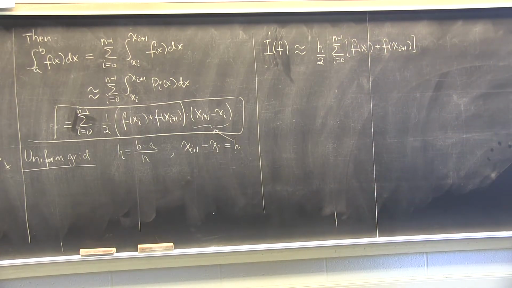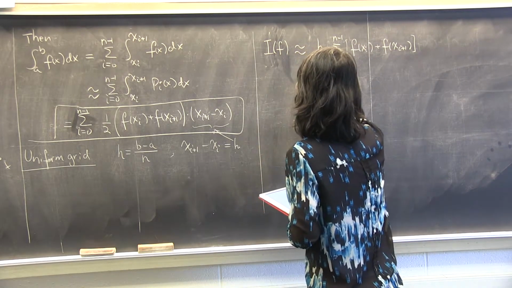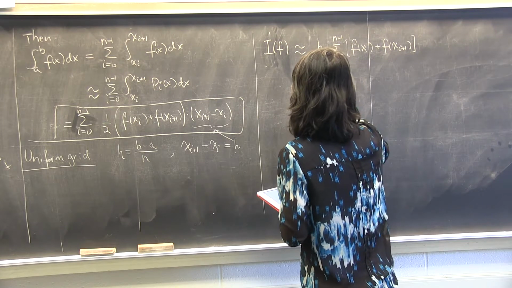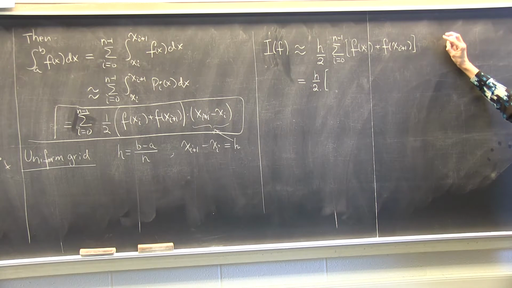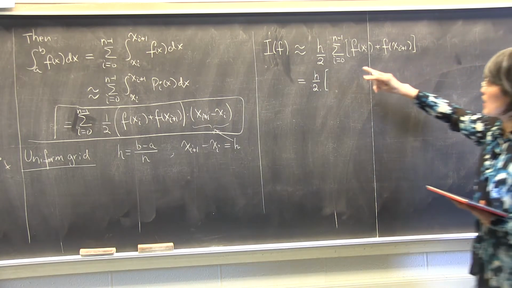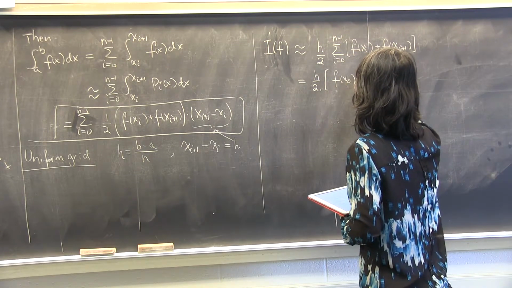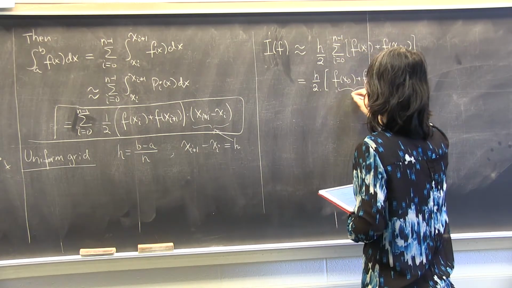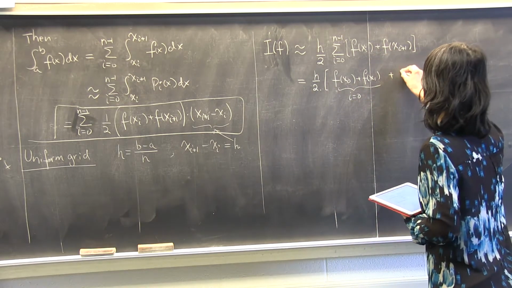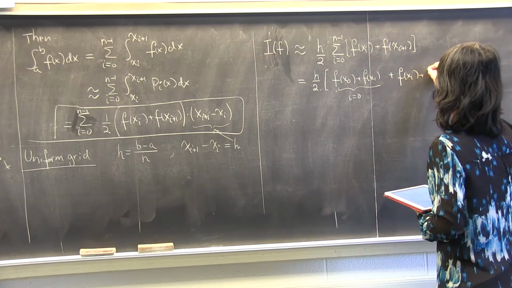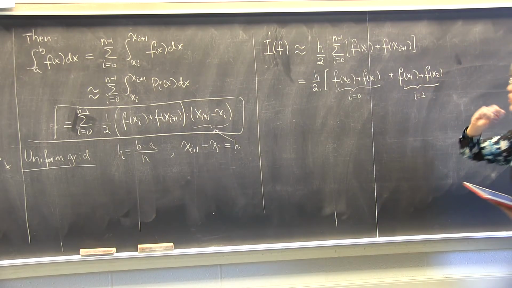Is that right? Okay, I'm going to do something. Motivation, I will explain very soon. I want to see exactly what is in this summation sign if I write it out. If i equals 0, what I have is f at x0 plus f at x1. This is i equals 0. And then when i equals 1, I get f at x1 plus f at x2. Agree? This is i equals 1.